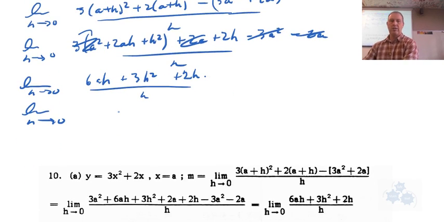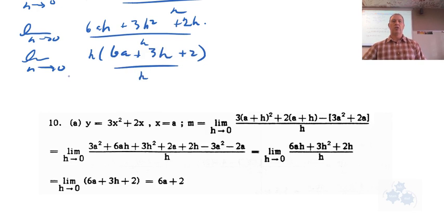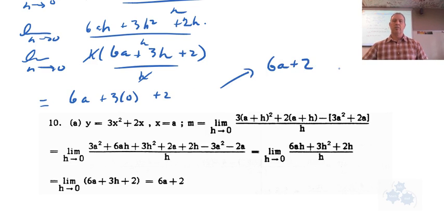But as h approaches 0, now we can actually put 0 in for all the h's here, can't we? Or no, we can't. Sorry, we have to factor out h: h times (6a plus 3h plus 2), all over h. Those h's are gone. I can actually plug in 0 for h now, so I get 6a plus 3 times 0 plus 2, that gives me 6a plus 2. And that is the limit as h approaches 0.